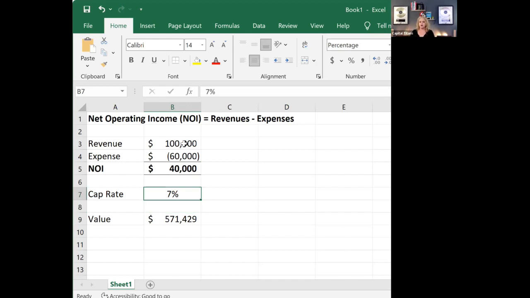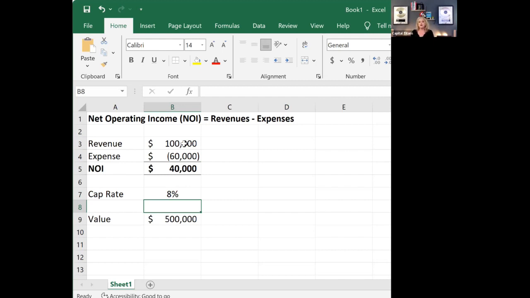Let's say that we were in a market where the cap rate was 8%. So investors are only willing to invest there if they can get an 8% return on their money. What does that do to the value? We change it to 8%. Now the property value went from $571,000 down to only $500,000.